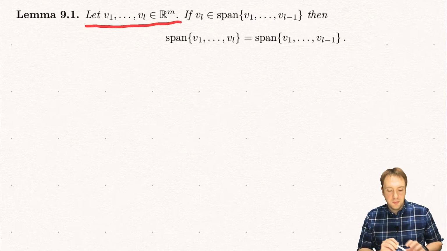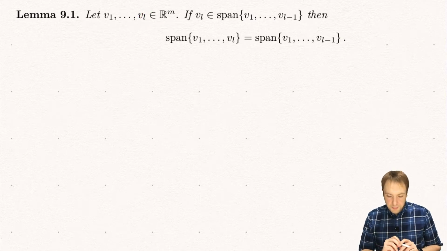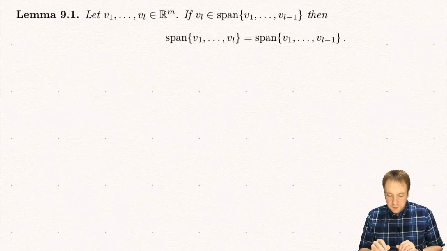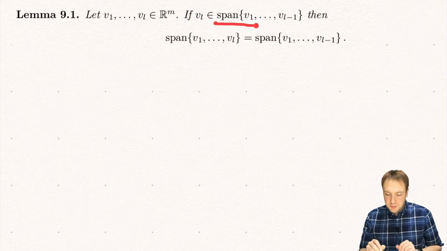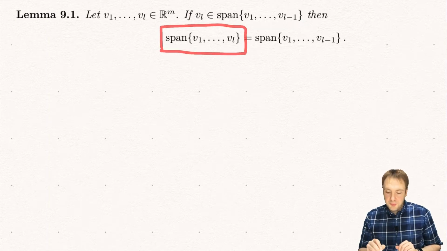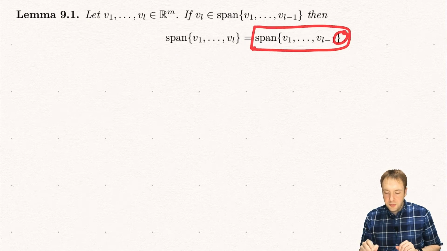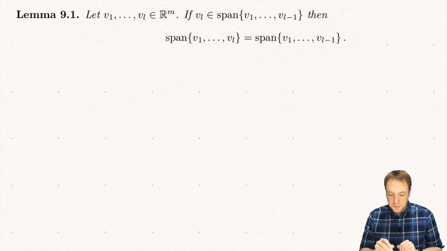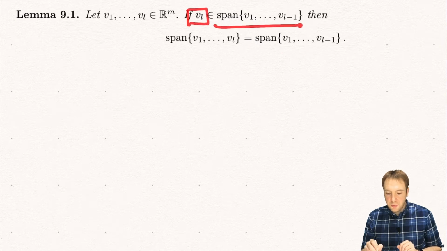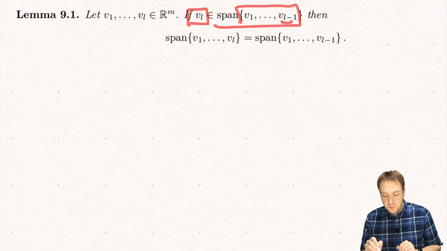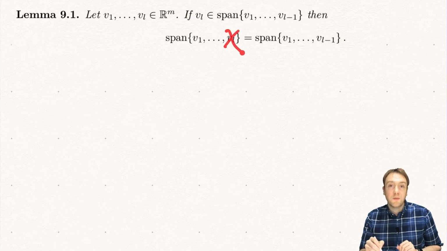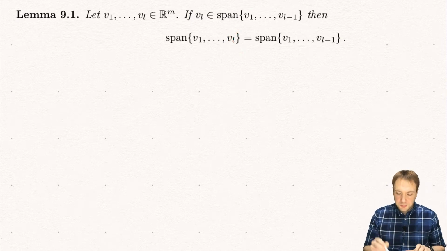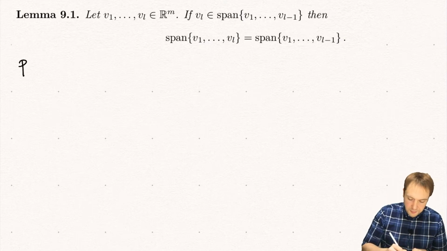Namely, if I have L vectors in R^m, and if the Lth vector, the last one, but we could choose any of these vectors, is in the span of the others, then the span of all these vectors is the same as the span where I leave this vector out. So the statement is: if this VL is a linear combination of V1 up to VL minus 1, then I can remove it from the span without changing it. So let's prove this.